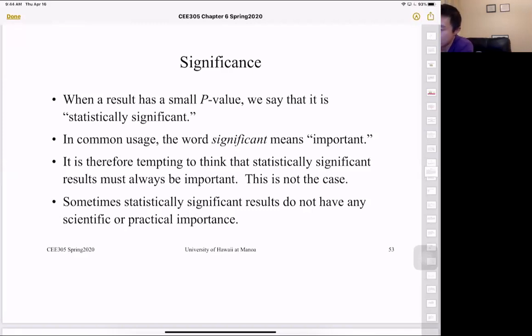So when a result has a small p-value, the p-value less than alpha, we say it is statistically significant. Okay, but here it says significant doesn't mean it is important.